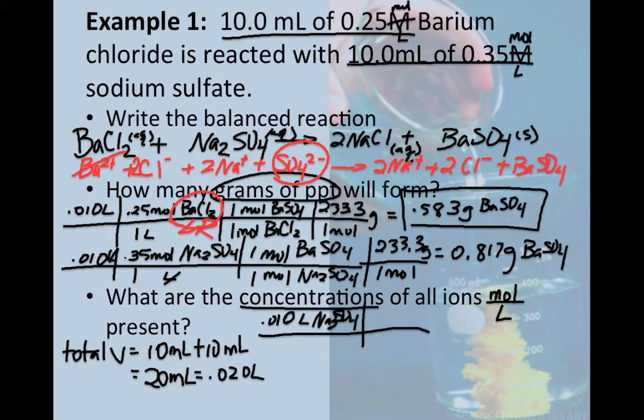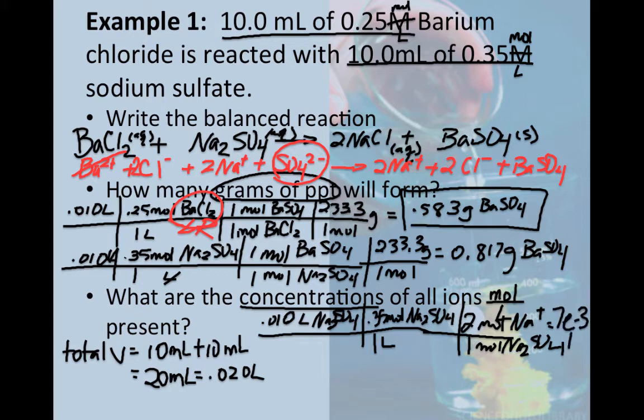And there's 0.35 moles of sodium sulfate in every liter. And then remember, too, that for every 1 mole of sodium sulfate, there are 2 moles of sodium ions. So I take 0.01 times 0.35 times 2 to get my sodium ions. So that's 7 times 10 to the minus 3 moles.